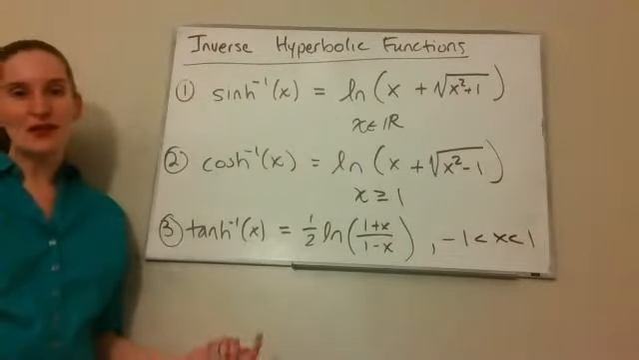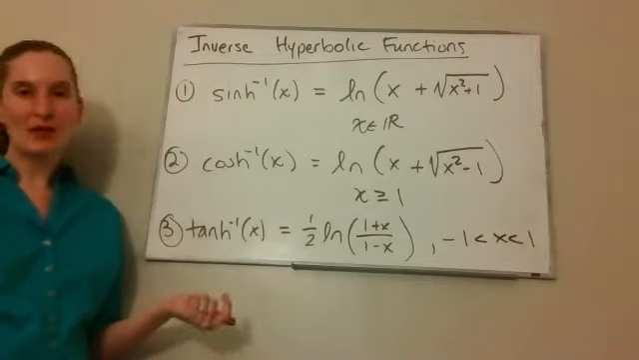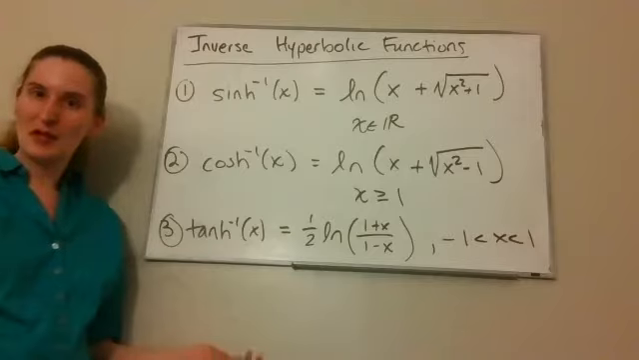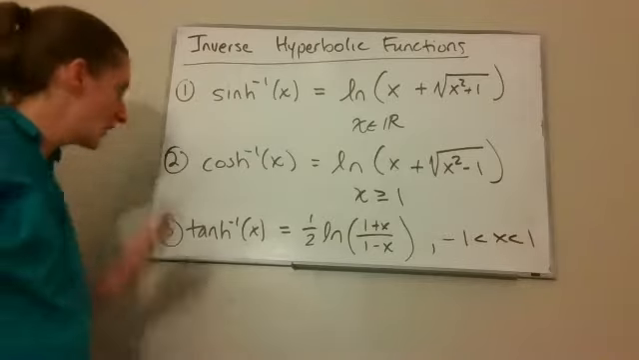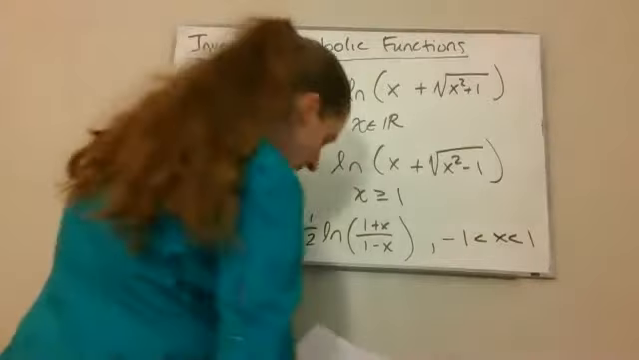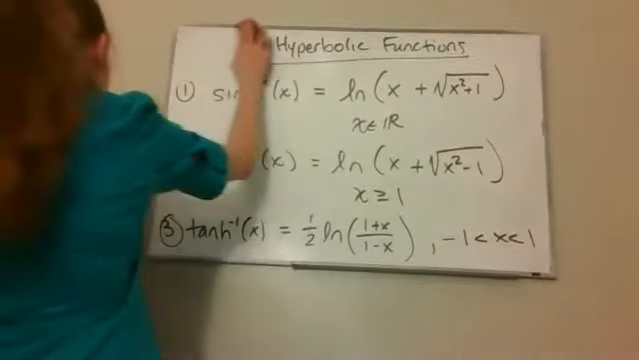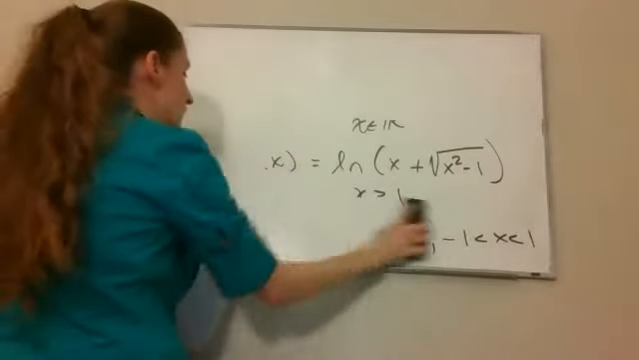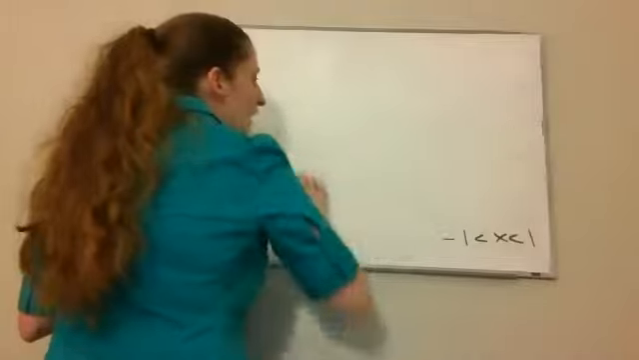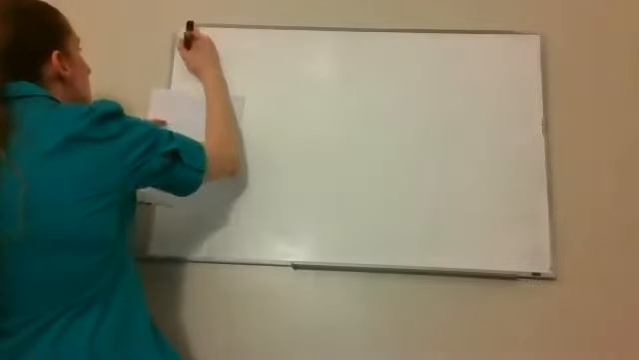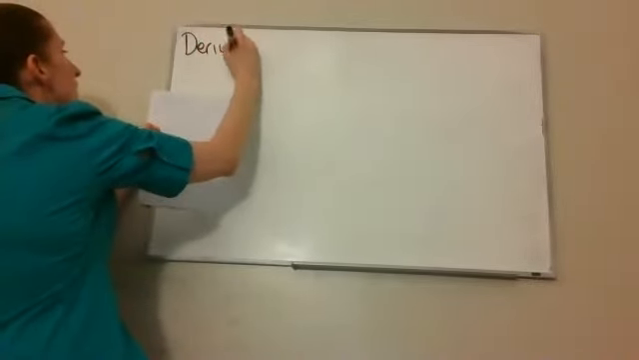And there are definitions for all the other hyperbolic inverse functions, but we don't really use them as much, so I don't bother listing them here. These are the three most common ones that we see. Now, let me give us a list of all of the derivatives of the inverse hyperbolic functions, and then we'll finally move to some examples using all of this knowledge.